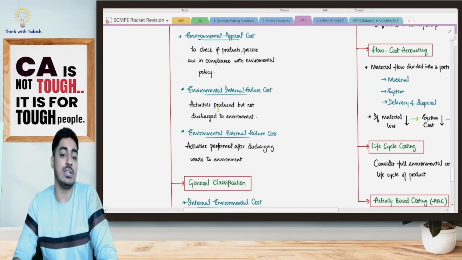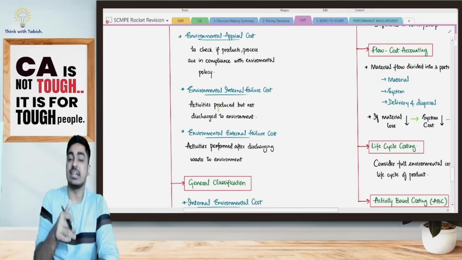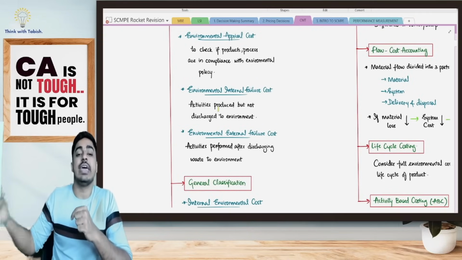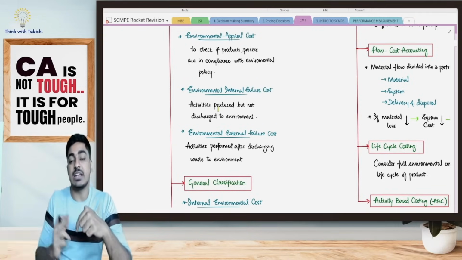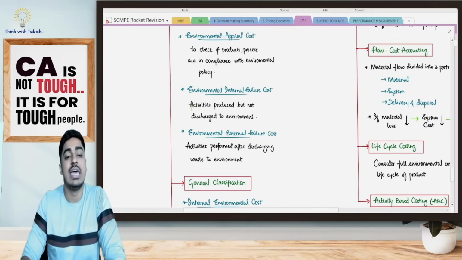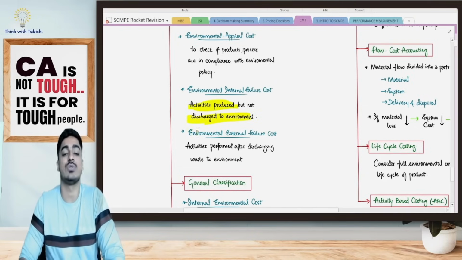Environmental internal failure cost. Yes, activities are done, harm is created, but it is not yet discharged to the environment. Yes, once it is done in the factory, but before we are discharging, we are treating that. It is my internal failure cost. Activities produced, but which are not discharged to environment.